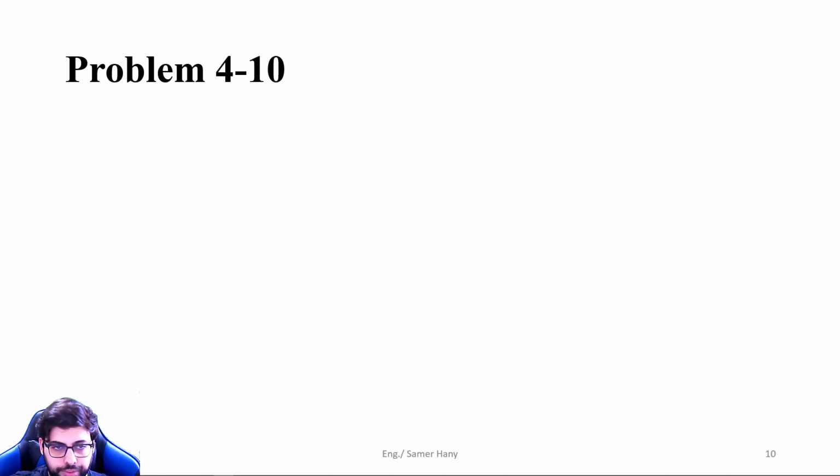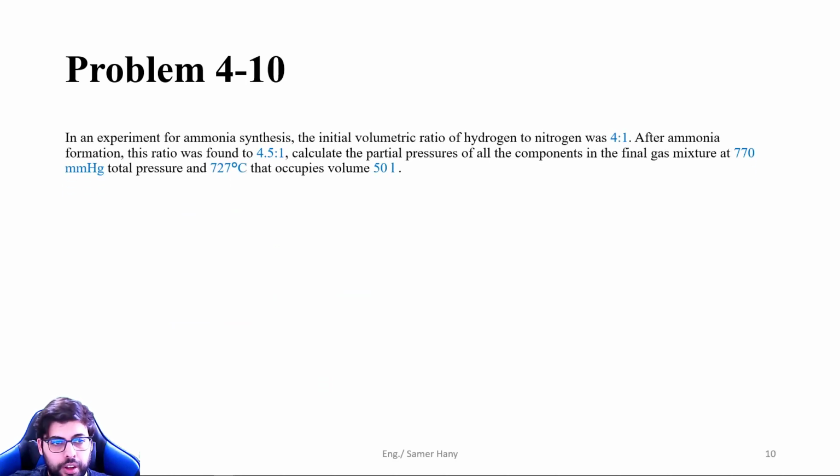In an experiment for ammonia synthesis, the initial volumetric ratio of hydrogen to nitrogen was 4:1. After ammonia formation, this ratio was found to be 4.5:1, the exact ratio of hydrogen to nitrogen again. Calculate the partial pressures of all the components in the final gas mixture at 770 millimeter mercury and 727 degrees Celsius, that occupies 50 liters. Okay.